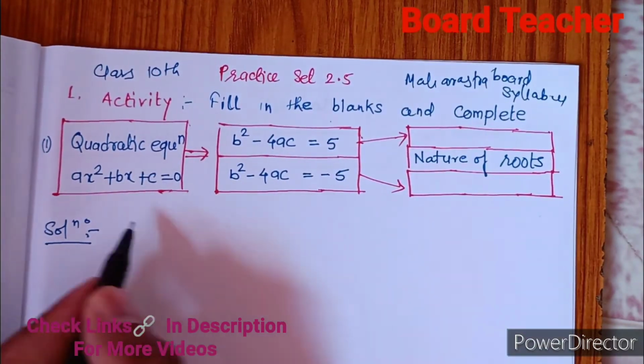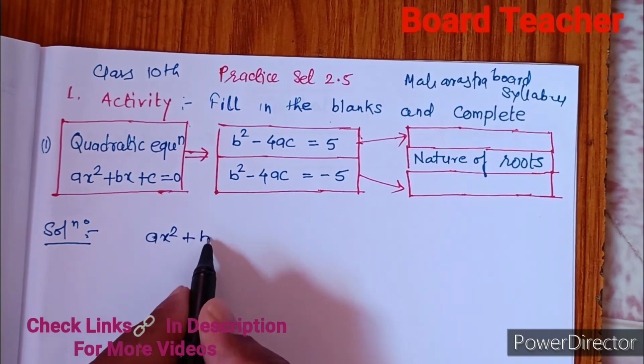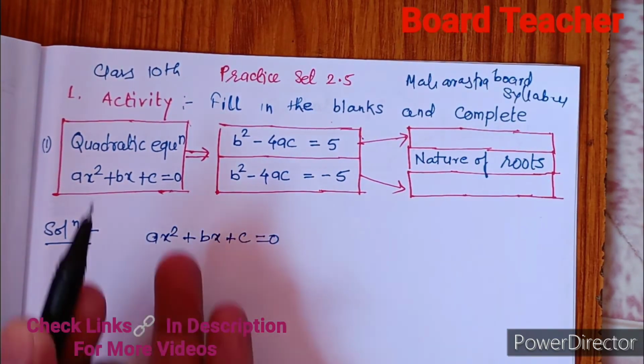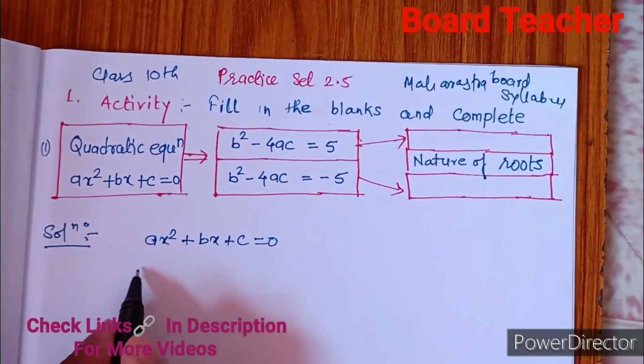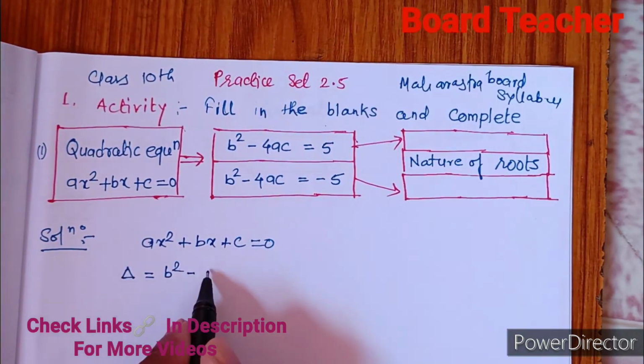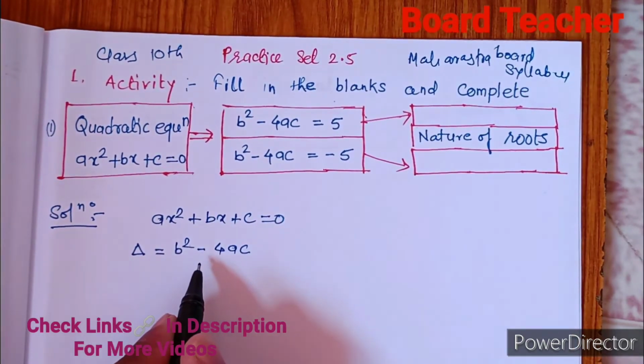Now we are in the solution part. Write down the equation as it is, that is ax square plus bx plus c equals to 0. This is the given quadratic equation. We have to find the value of this determinant, that is delta equals to b square minus 4ac. After calculating the value of b square minus 4ac, there are three cases.